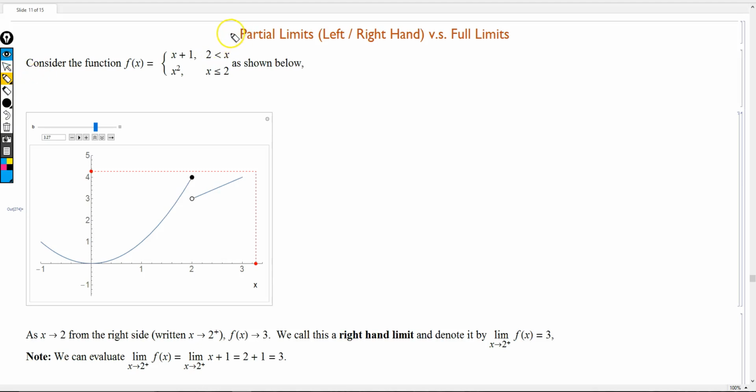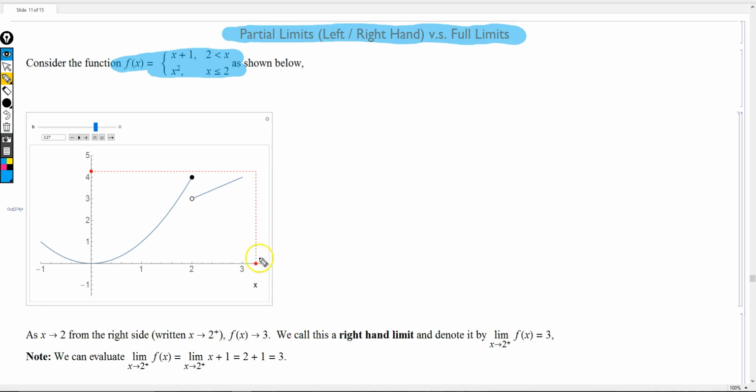We're now going to take a look at partial limits, also known as left and right-hand limits, and compare them to full limits. So to illustrate what a partial limit is, we're going to take a look at an example. Let's consider this function f of x equals x plus 1 for x larger than 2 and x squared for x less than or equal to 2. Now down here we have a graph of this piecewise defined function.